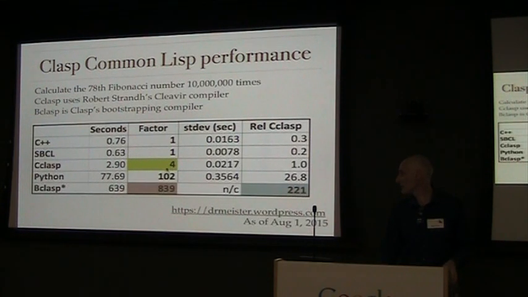SteelBank Common Lisp, here are the times, these are the relative speeds. C++ and SteelBank Common Lisp are at about the same speed. I don't want to really make any issue about the difference in speed here. They're about the same. C class is only about 4 times slower. And then Python is about 100 times slower. This is the interpreted Python. And B class is about 800 times slower. That's just good enough to bootstrap the thing, but C Clasp is going to be the default compiler. So in the last year, I've gotten a speed improvement of about 224.